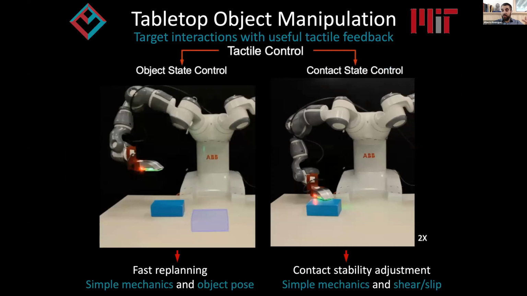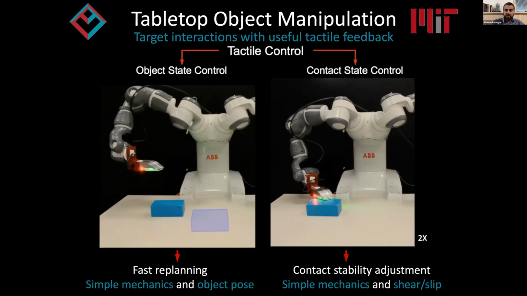And the basic idea is that once we get that feedback, we can populate these two tactile controllers. On the left-hand side, the object state controller, because we are targeting specific interactions that lead to simple mechanics, in this case just a pulling behavior, but we've replicated this for different primitives, for grasping or levering or pushing. We can replan fast enough that if we maintain an updated estimate of where the object is, we can continuously update that plan.